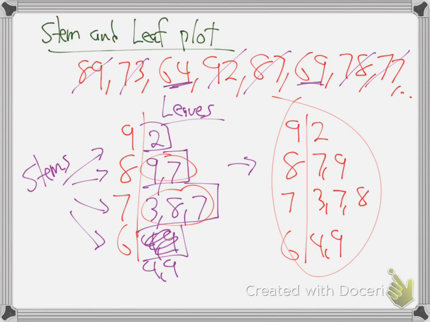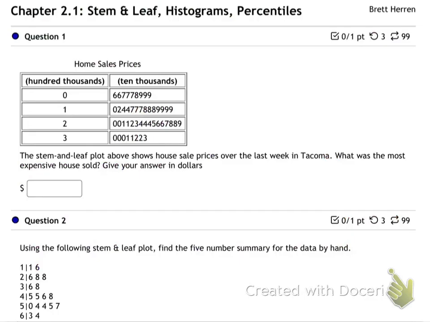So with that in mind, here's a stem plot of some house prices. The stem and leaf plot above shows house sales prices over the last week in Tacoma. What was the most expensive house sold? First off, notice these stems are hundreds of thousands, and these leaves are tens of thousands. So what's the most expensive house sold?